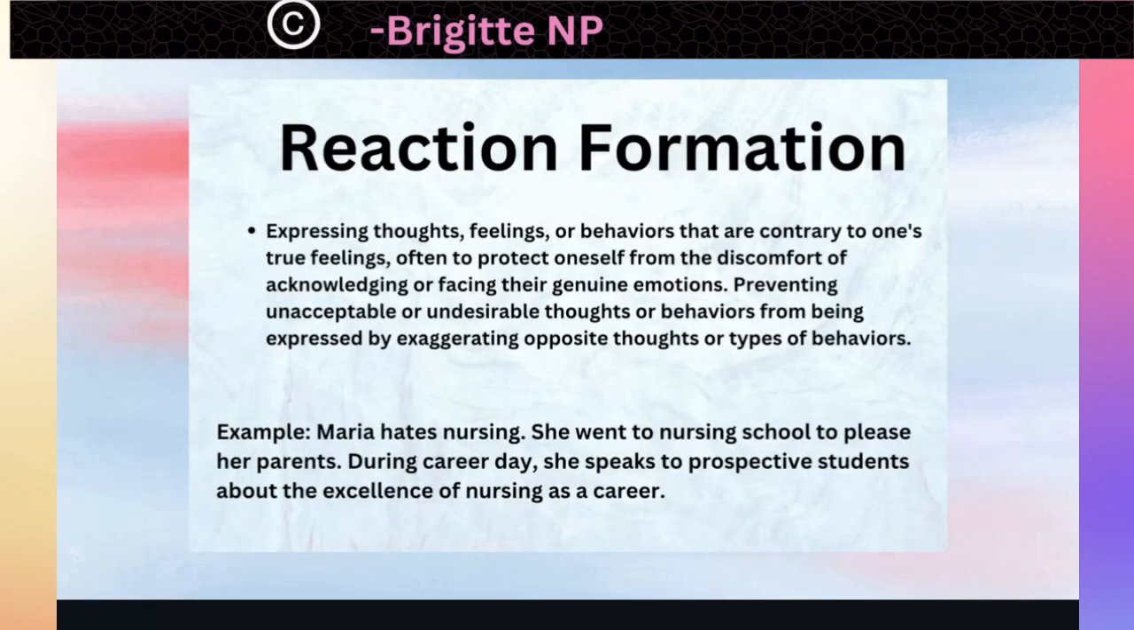Reaction formation. Expressing thoughts, feelings, or behaviors that are contrary to one's true feelings, often to protect oneself from the discomfort of acknowledging or facing their genuine emotions, preventing unacceptable or undesirable thoughts or behaviors from being expressed by exaggerating opposite thoughts or types of behaviors.